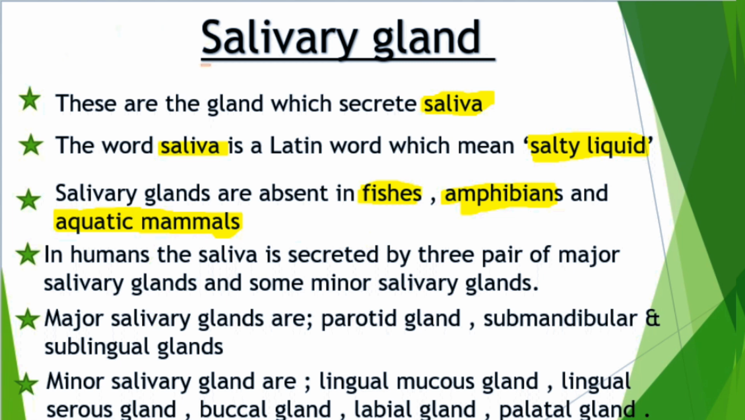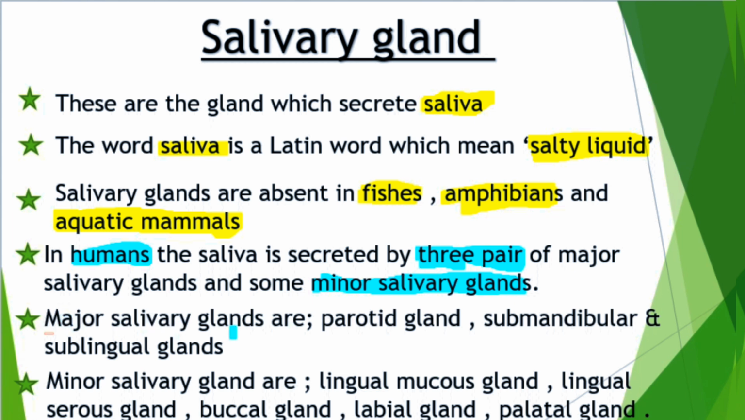In humans, the saliva is secreted by three pairs of major salivary glands. There are many types of salivary glands. Some are major and some are minor. In humans, saliva is secreted by three pairs of major glands, and some minor salivary glands are also present. So what are these major salivary glands and minor salivary glands?